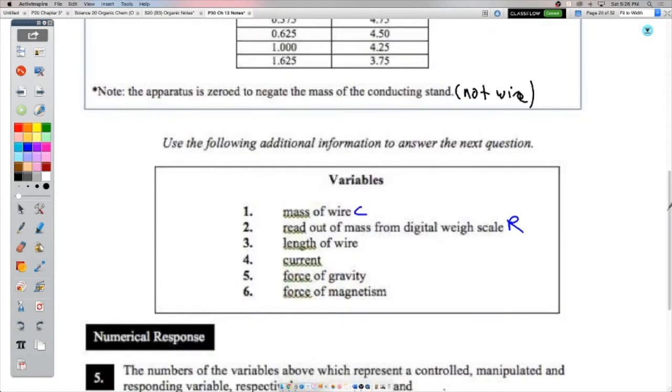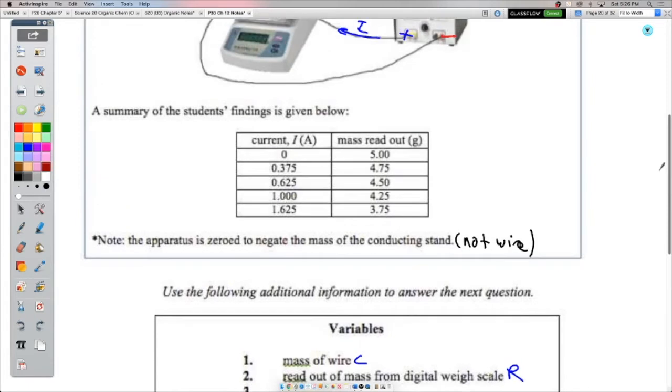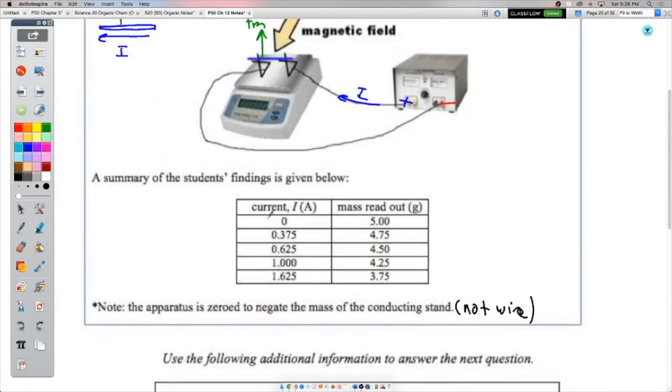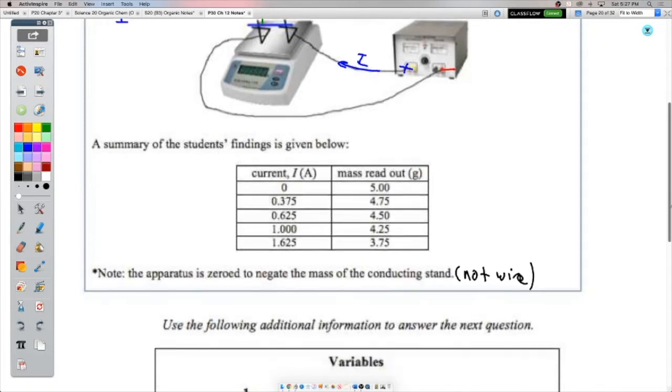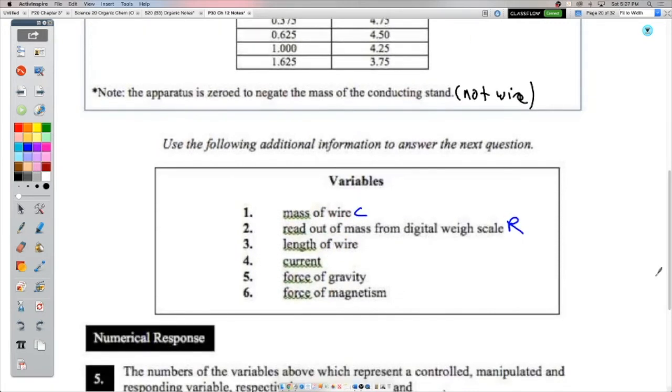Okay, the length of the wire, what is that going to be? Well, we're changing current, right? We're getting a mass readout. The length of the wire, if we change that, that's going to change the magnetic force. And then we will have two variables influencing our mass readout, and we won't know which one actually caused it, right? So the length of the wire must be controlled.